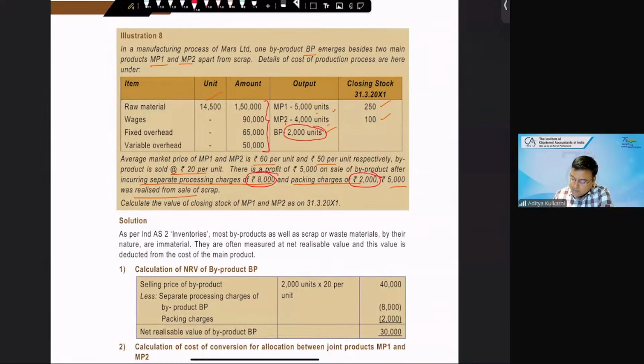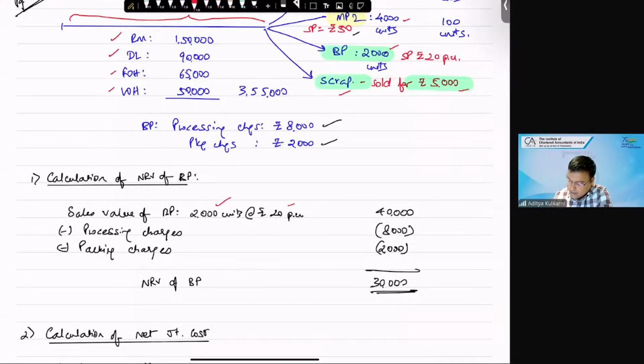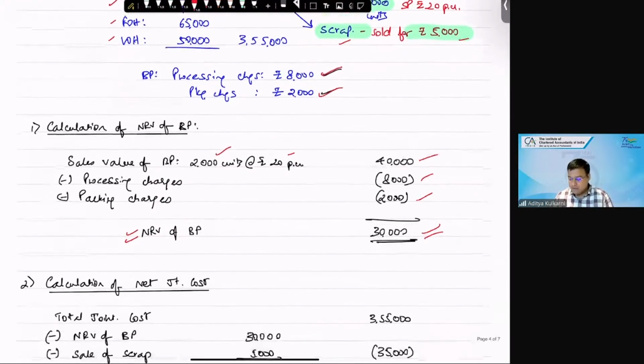Okay. So now, what is the sales value of your byproduct? I have 2,000 units and the average market price of the MP1, MP2 byproduct is 20 rupees per unit. So 2,000 at 20, 40,000. Processing charges 8,000. Packing charges 2,000. So your net realizable value is 30,000. This is how you calculate net realizable value: final selling price minus cost incurred to complete the sale. So 40,000 minus 10,000, 30,000 is your NRV of the byproduct.